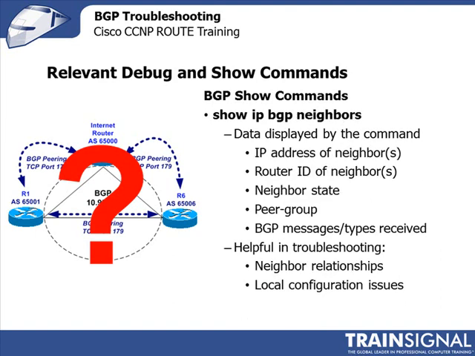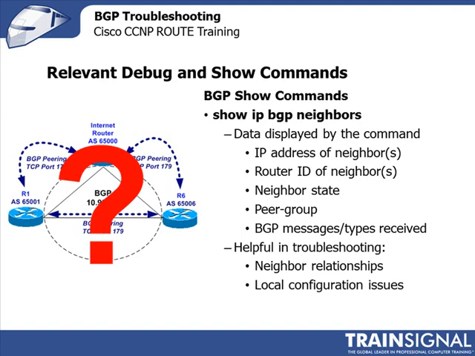The show IP BGP neighbors command, and there's two forms of the command. The first is just show IP BGP neighbors, which will show you the IP address of neighbors, the router ID, the state of that neighbor, peer group if it's configured, the BGP messages and type received, and so forth.